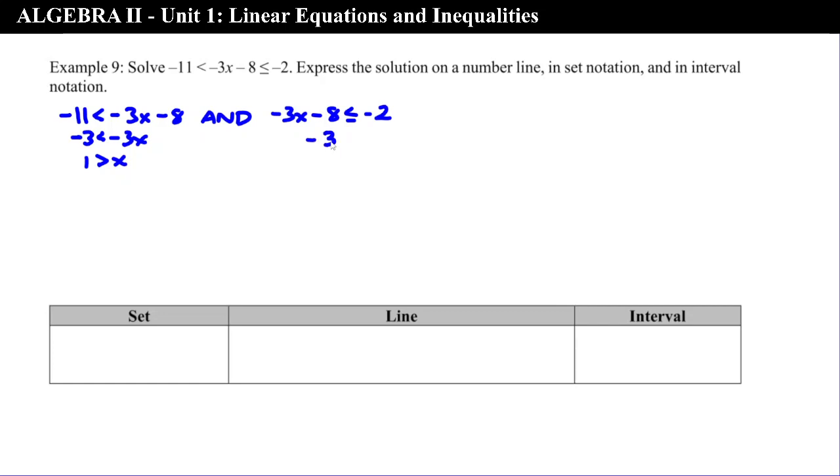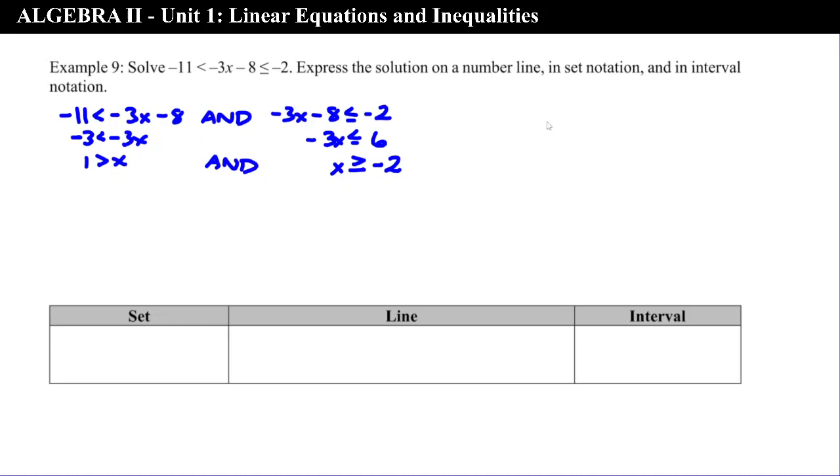We'll add 8 to both sides, and when you do so, you're going to get 6 on the right-hand side. And then divide by negative 3. Again, you're going to have to flip the inequality, and that's going to give us negative 2. So x is greater than or equal to negative 2. And the and statement comes along for the ride. Okay, so we have a solution now.